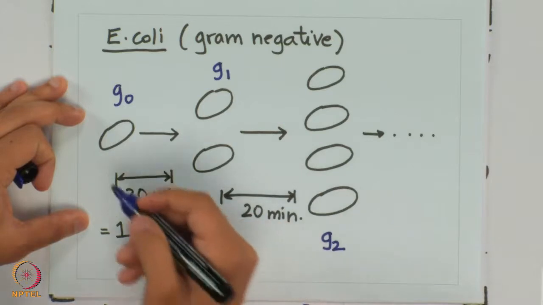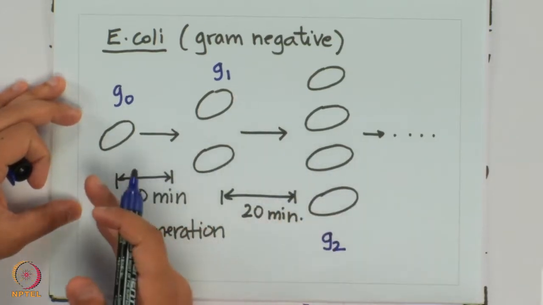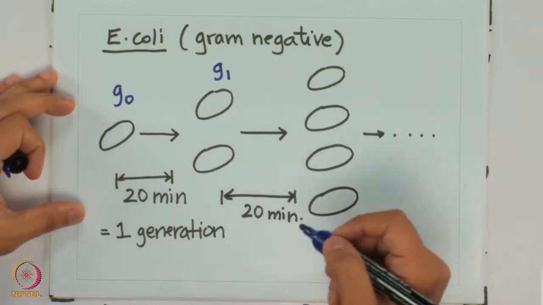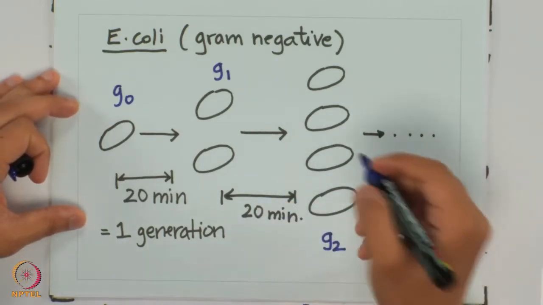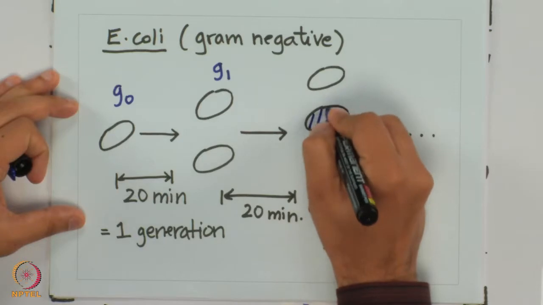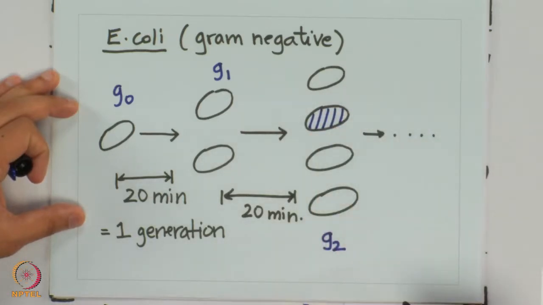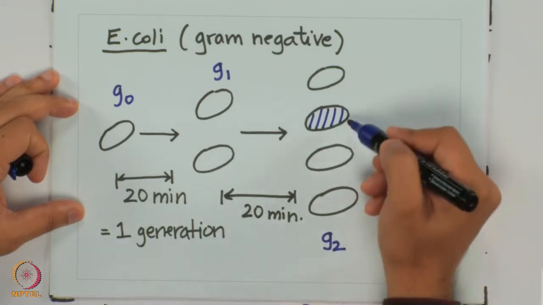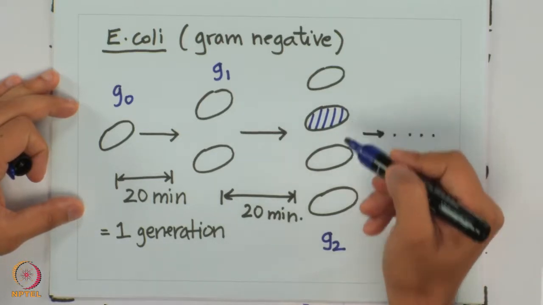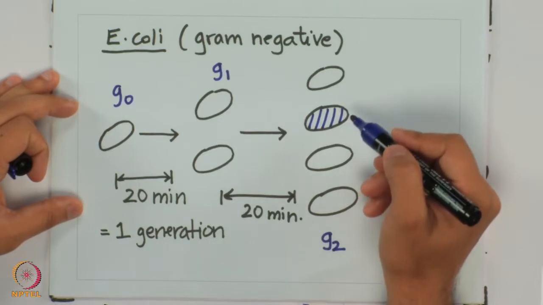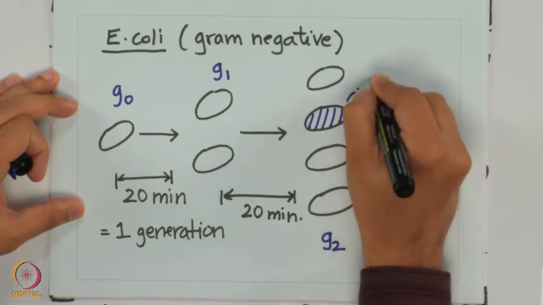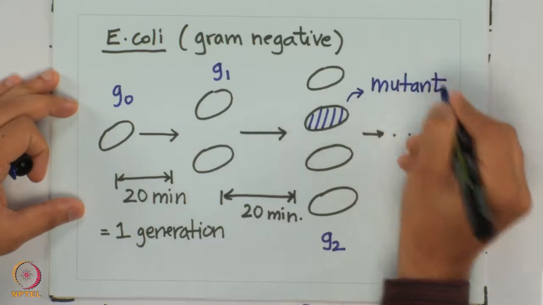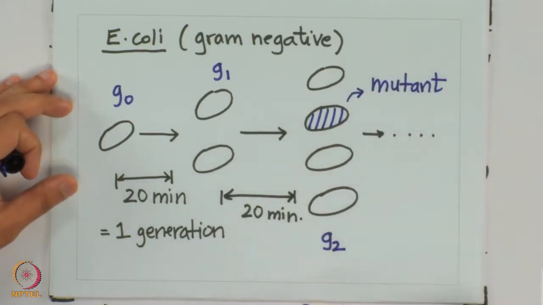Now let's assume that while the DNA was being replicated and the bacteria dividing from 1 to 2, the DNA replication was not particularly faithful in one of the cases, and this particular cell has a mutation occurring in it. So genetically these 3 are identical, while the 4th bacterium, the shaded one in blue here, is not identical and is carrying a mutation. This is the mutant, whose DNA is not identical to the other 3.